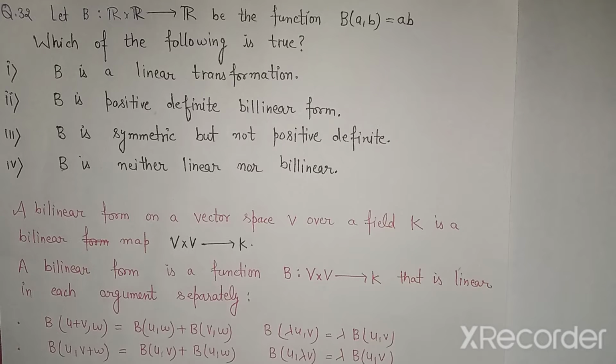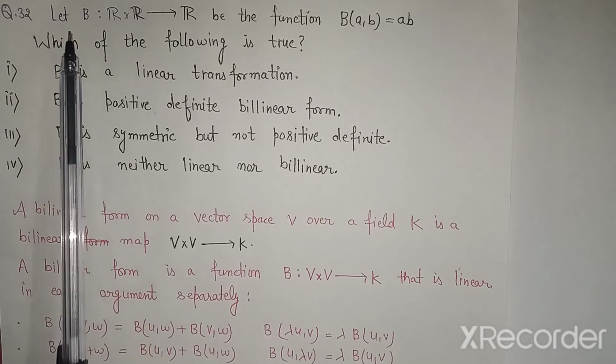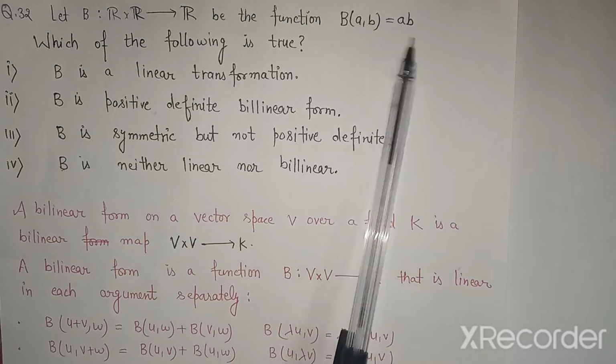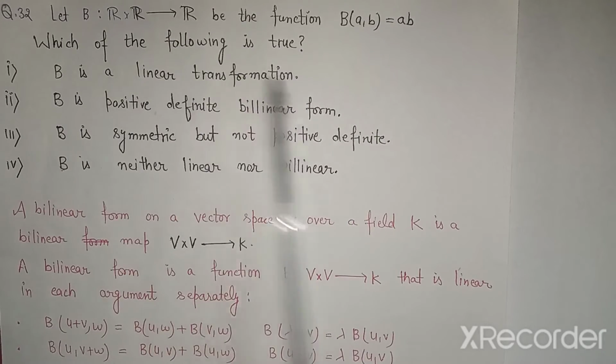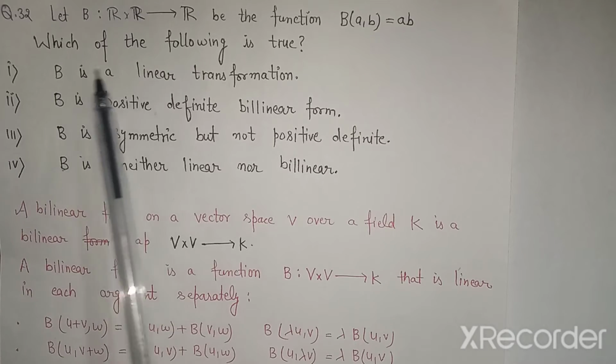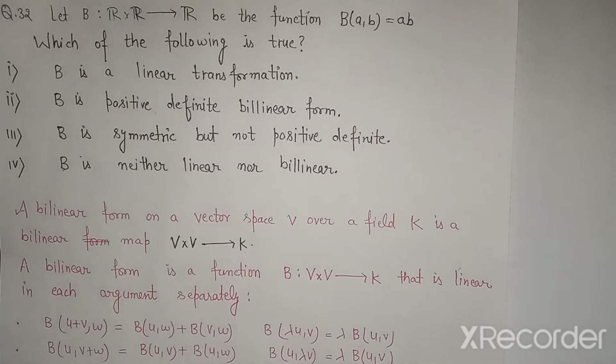Today I will solve one question from CSIR NET December 2018, Part B of linear algebra. The question is: let B from R cross R to R be a function defined as this. Which of the following is true? These are the options. The first option is that B is a linear transformation.